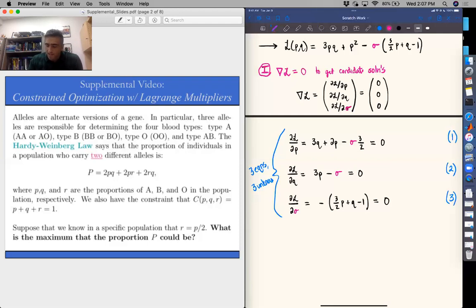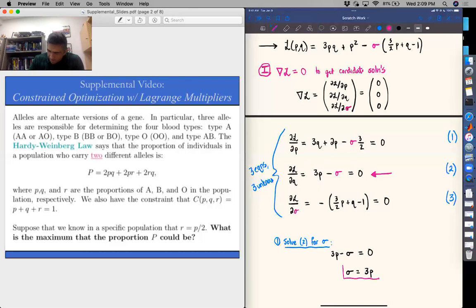And the first thing I'm going to do is just look at these equations and ask myself, which equation looks easy for me to solve for one of those variables in terms of the other? And hopefully you see that equation 2 looks like I can pretty easily solve for P in terms of sigma, or sigma in terms of P. So let's go ahead and start with that. The first thing we'll do is solve equation 2 for sigma. All right, so equation 2, we have 3P minus sigma equals 0. And then we finally just get that sigma equals 3 times P.